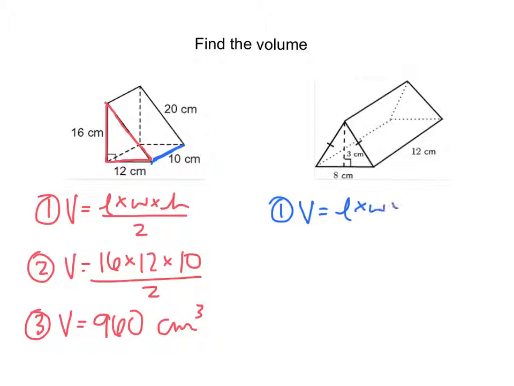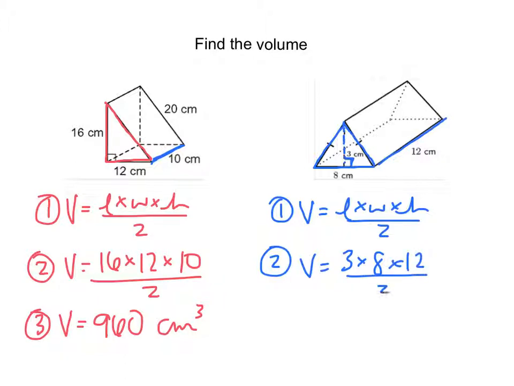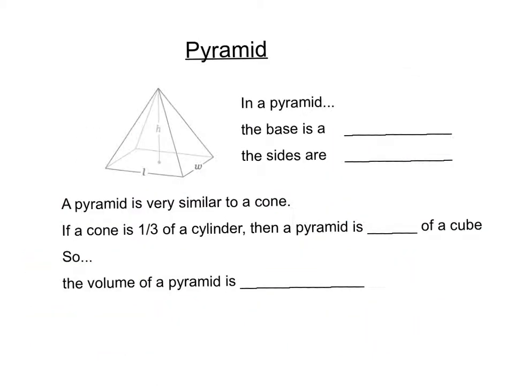Same thing with our next shape. Length times width times height divided by 2 is our formula. Step 2, plug in what we know. So we're going to look at our triangular end for our length and width. But no, remember, the height of the triangle has to come from the measurement that makes the right angle. So it's going to be 3 and 8. 3 times 8. And then that depth is 12, so times 12 divided by 2. And when we figure that out, we end up with a volume equals 144 centimeters cubed. Don't forget those labels.